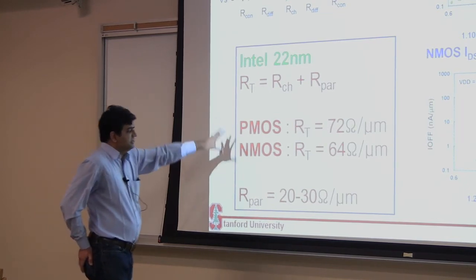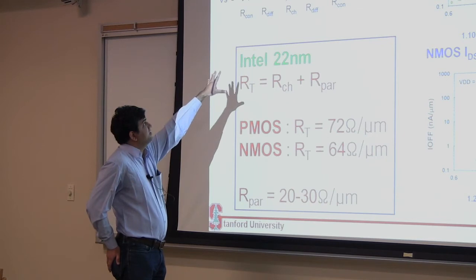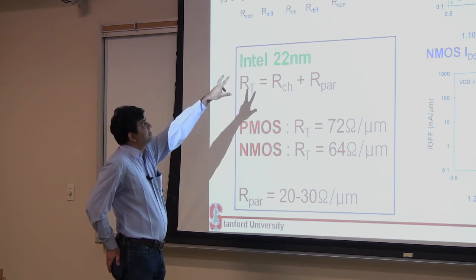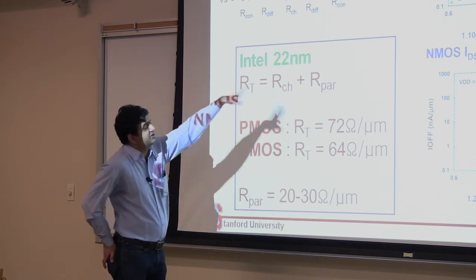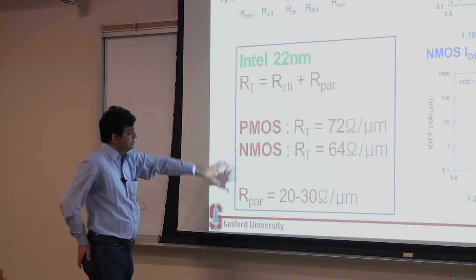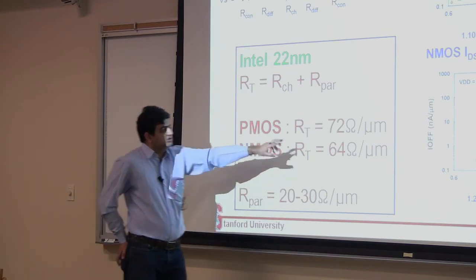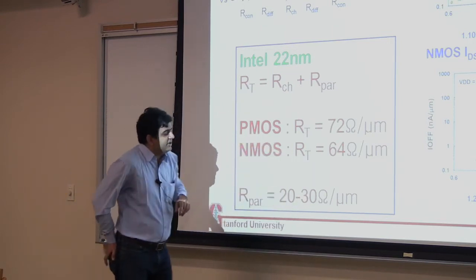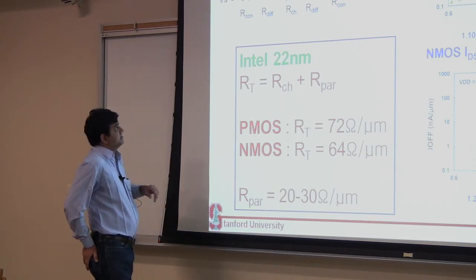And out of this resistance, it has different components. So it has the channel resistance, and it has these other components which are parasitic. So in the current technology, out of that 72 or 60, around 20 or 30 comes from this parasitic resistance. That's your contact resistance and your diffusion resistance.